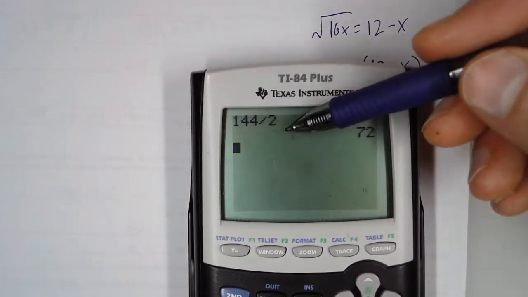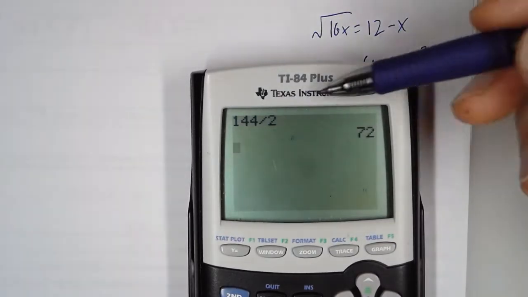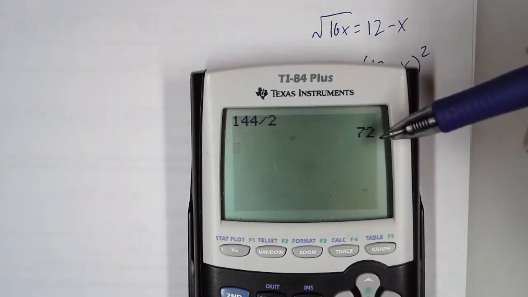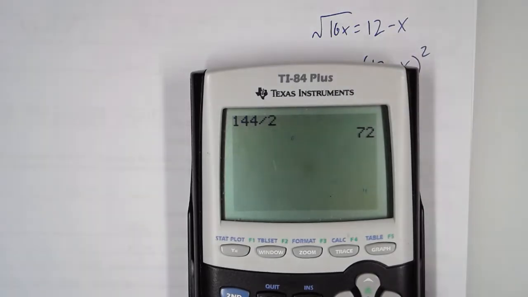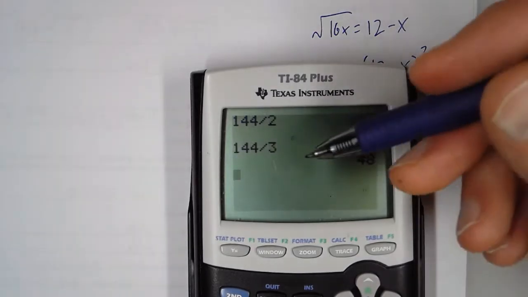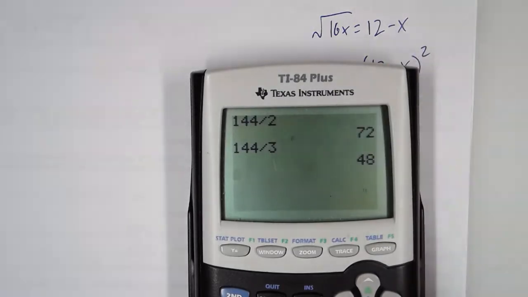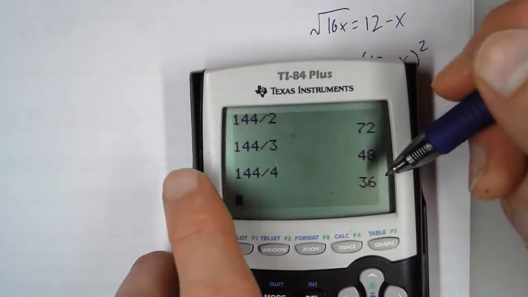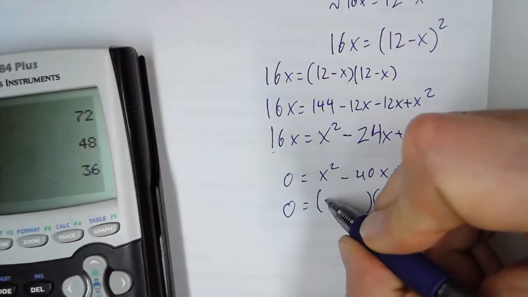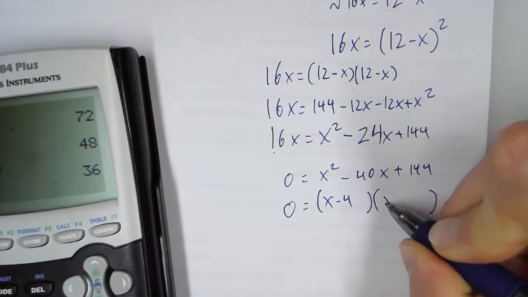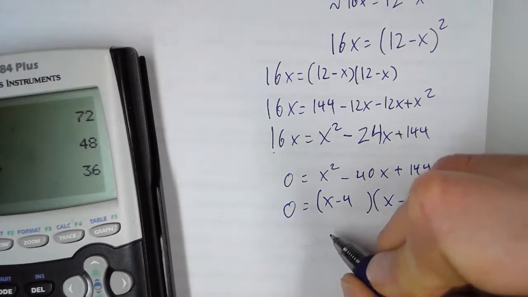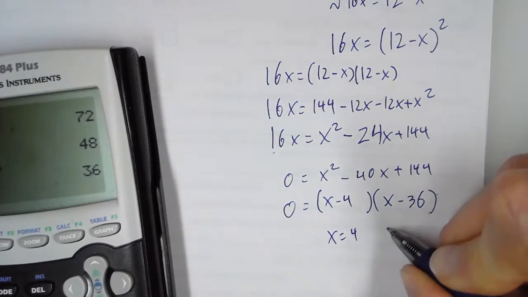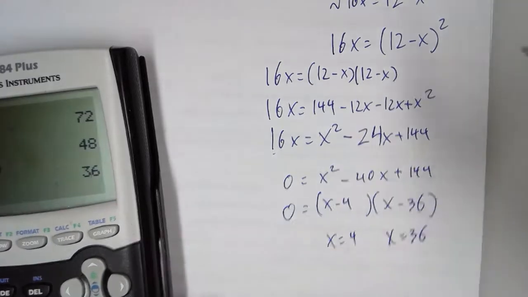So let's try 2. So 144 we can divide by 2. So it's 2 plus 72. Does that add to 40? No. So we'll try 3. 3 and 48. No, that doesn't add to 40. Let's try 4. 4 and 36. There we go. So it's x minus 4 and x minus 36. So x equals 4 and x equals 36 are our answers.